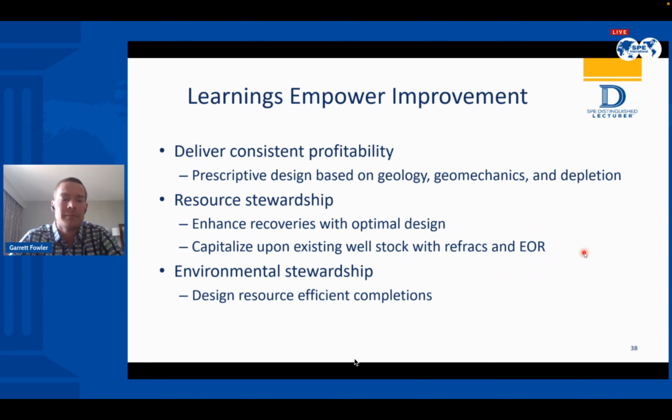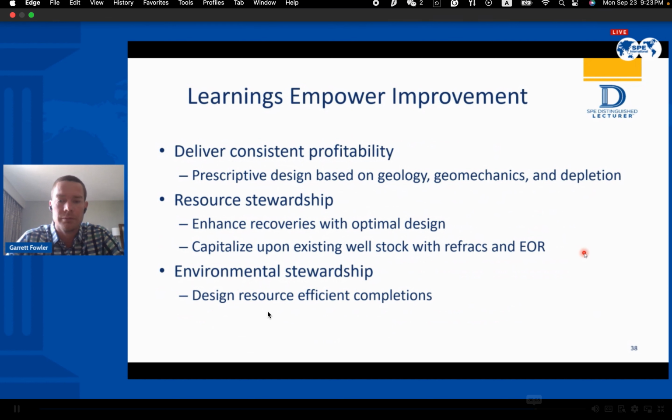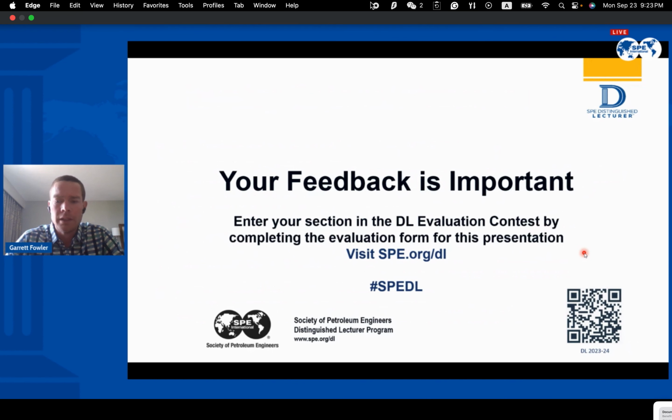And finally, we can be better stewards of the environment by right-sizing our completions and understanding what resources are required to bring to location and develop our subsurface resource as well. So with that, your feedback.